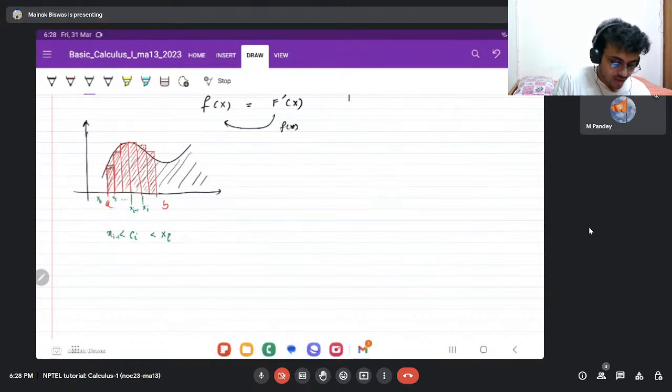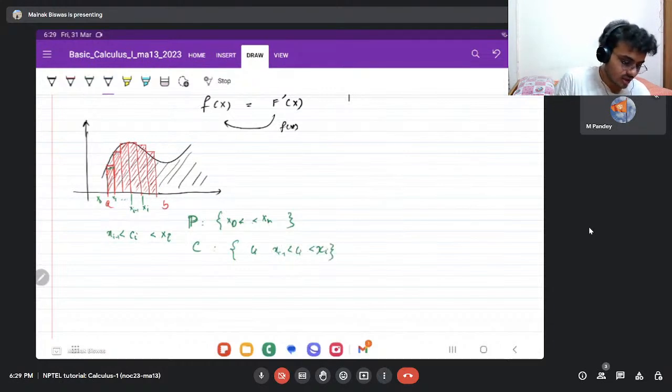So x0 to xn, such that they are all increasing. This is called the partition set. And the C set is also known as Ci, such that Ci is between x(i minus 1) and xi. So you may think that it is a very difficult thing, but it is not. If you look at the diagram, these are Ci's. Agreed? Ci means we will be taking this height, f of Ci, as the proxy for height, and the proxy for the breadth will be xi minus x(i minus 1), right?